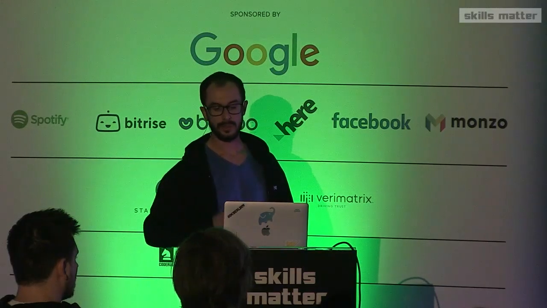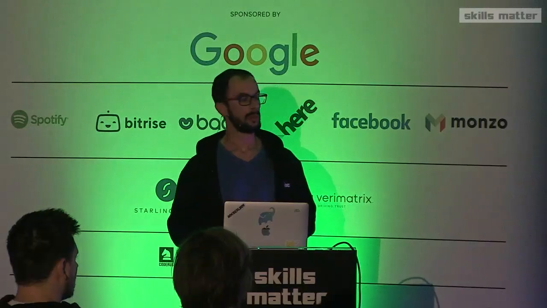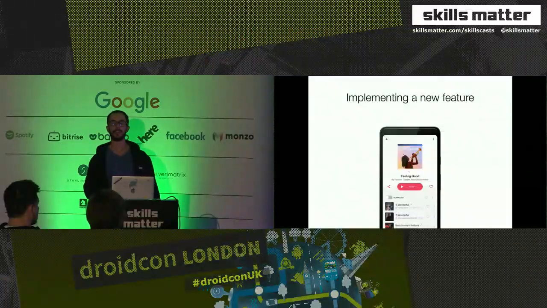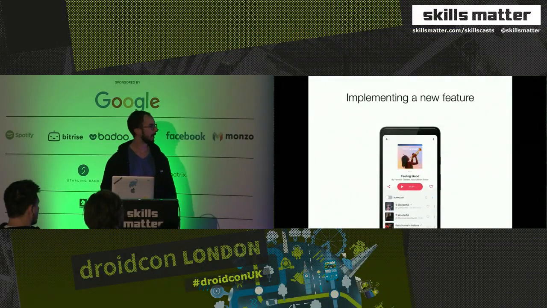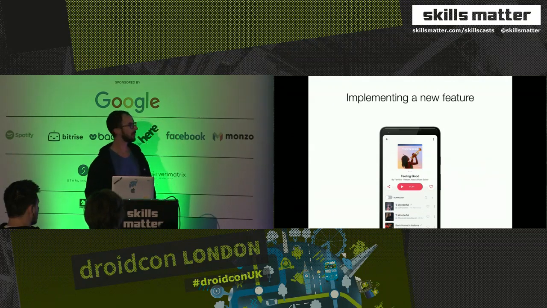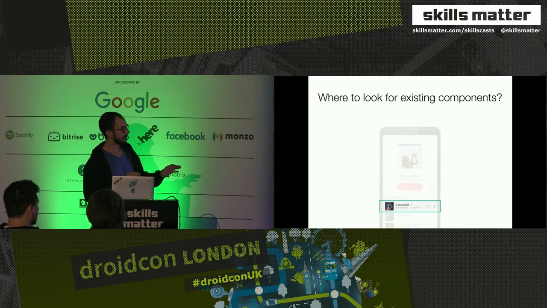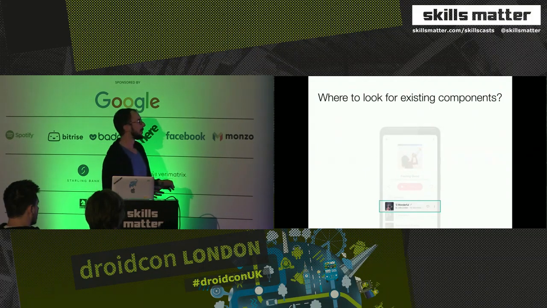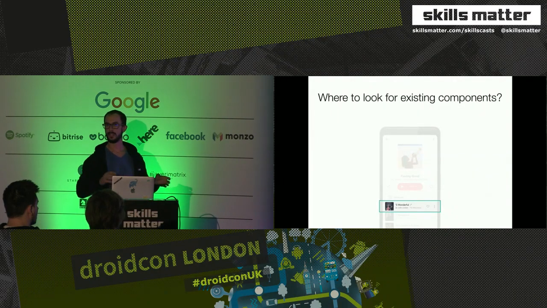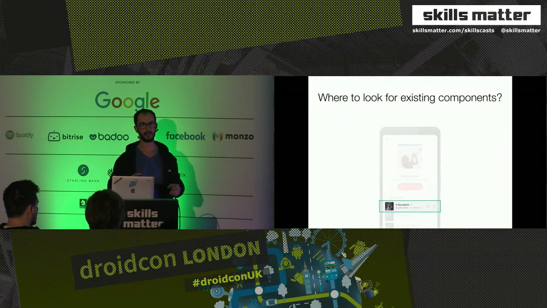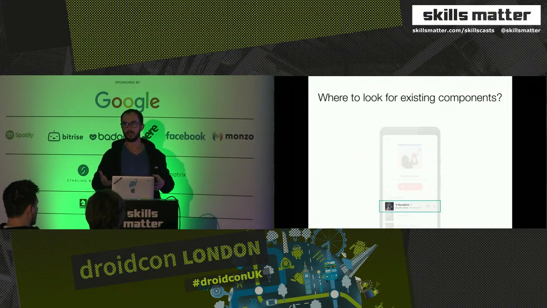To better understand the issues we have, let's take a simple example. Let's say that I want to develop a new feature, a new screen, a new page in my Android app. It will display a list of tracks, which is quite often the case in a music streaming app. So let's focus on this track cell. My first question is, there should probably be somewhere in the app an existing UI component to display tracks. But where do I look for this?